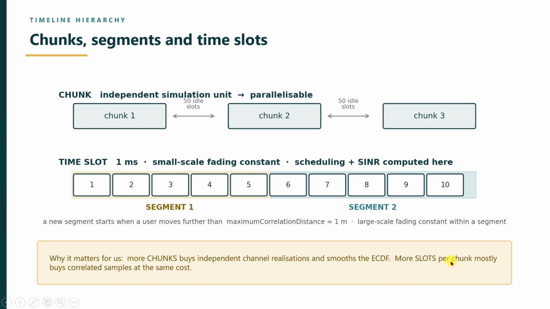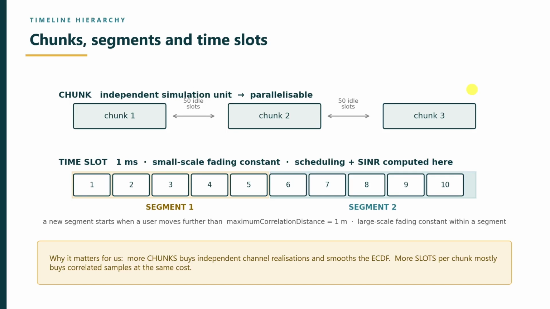Here, chunks, segments, and time slots. Three timeline levels. A time slot is 1 millisecond. Small scale fading is constant inside it, and scheduling and SNR happen there. A segment is a run of slots over which the large scale quantities stay fixed. A chunk is a block simulated independently, separated by 50 idle slots so the channel decorrelates.